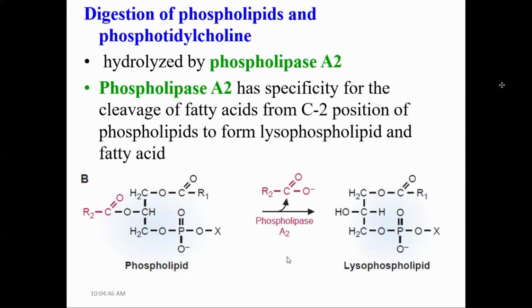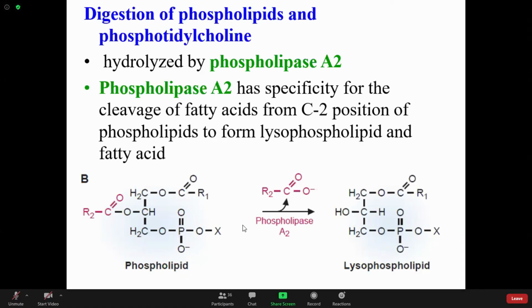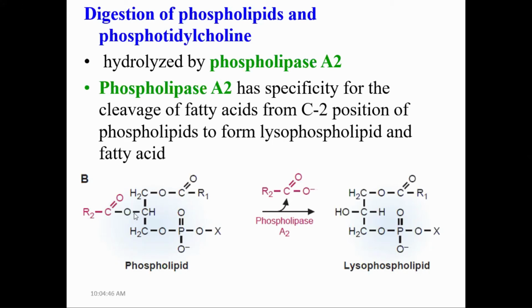So pancreatic lipase cleaves the ester bonds on the first and third carbon, and phospholipase A2 cleaves phospholipids on the second carbon. So the ester bond present on the second carbon of the phospholipid is cleaved to form a lysophospholipid and fatty acid.